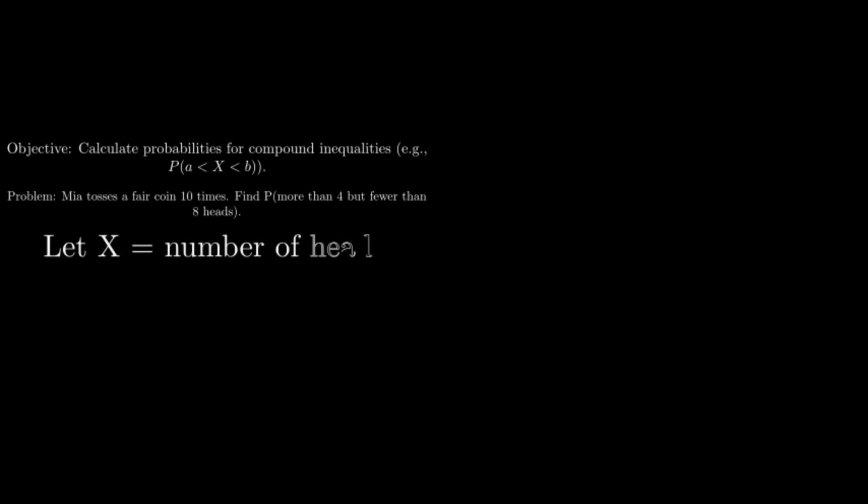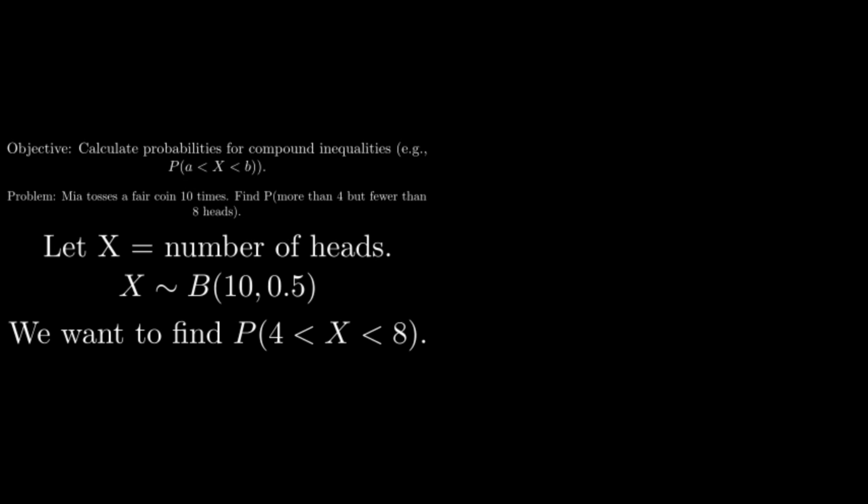Mia tosses a fair coin 10 times. What is the probability she gets more than 4 but fewer than 8 heads? First, we define our random variable. Let X be the number of heads. This is a binomial scenario with n equals 10 and p equals 0.5. So X is distributed as B(10, 0.5). We want to find the probability that X is greater than 4 and less than 8. Mathematically, we are looking for P(4 < X < 8).